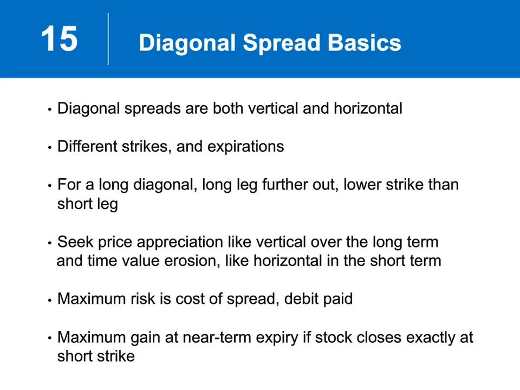Diagonal spreads are a combination of both the vertical and horizontal spread. I've often heard that this is referred to as a hybrid of the two. Again, we have different strike prices and different expiration dates. For the long diagonal call spread, our long leg, our buy side, is further out in time and has a lower strike price than our short leg.